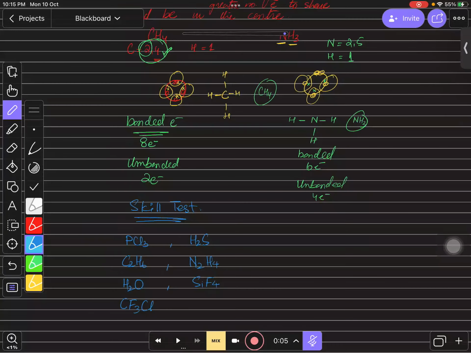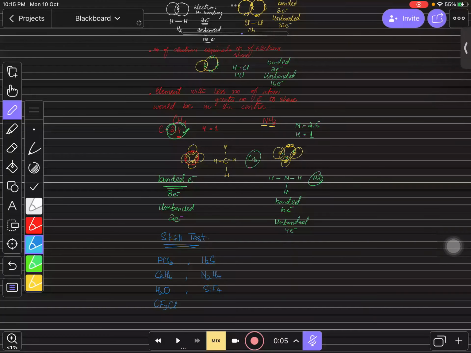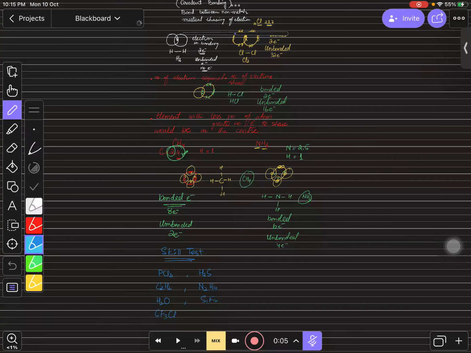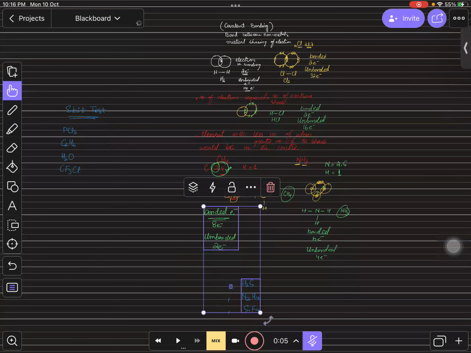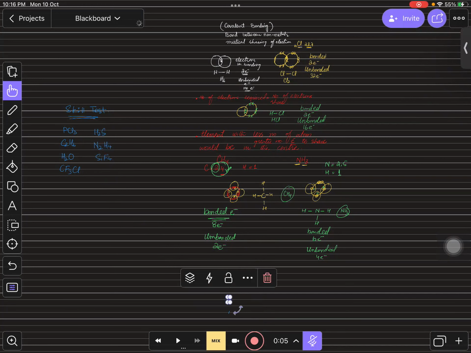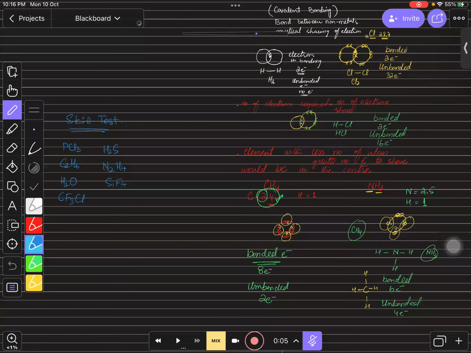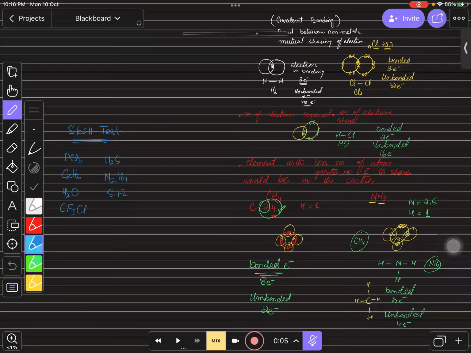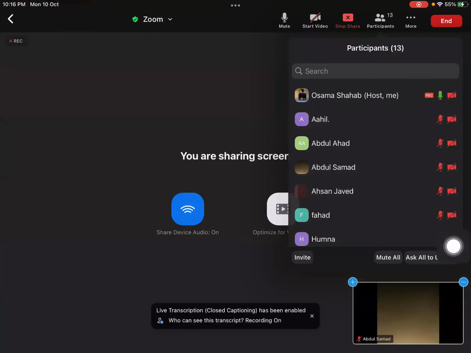Just try to solve these 7 structures and keep these definitions in your mind. You also need to find out the number of electrons shared and the number of unbonded electrons. Just try to solve this. This is what you need to do, and let me stop the sharing over here.